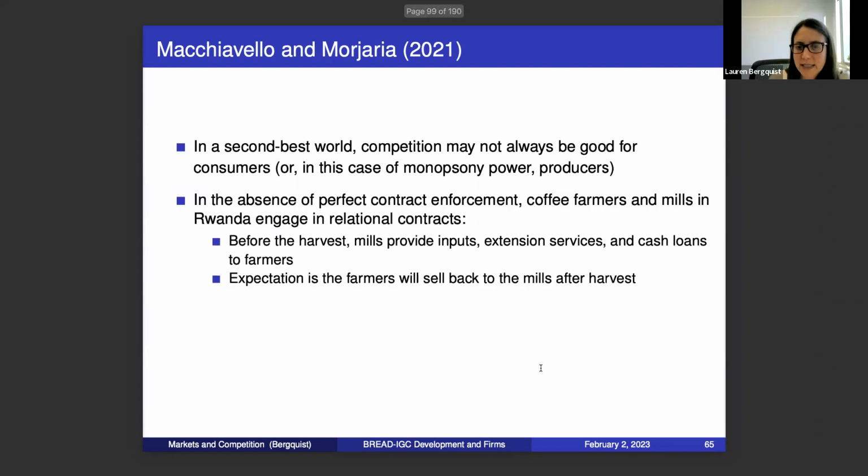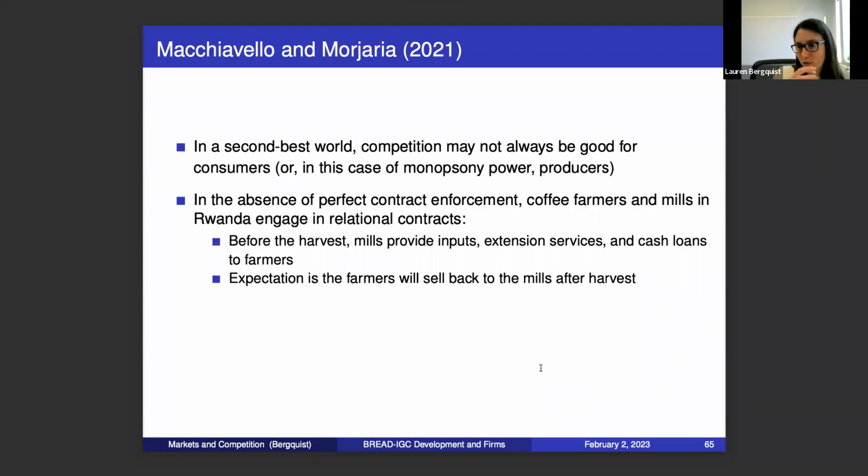Let me just give you the quick summary here. This is an environment where they're looking at coffee farmers who sell to mills in Rwanda, and there's lots of relational contracting going on. It's actually a pretty complicated contract, but the most basic part is that before harvest, these farmers are super poor and credit constrained. Mills are providing inputs, extension services, which means basically just training, and cash loans.